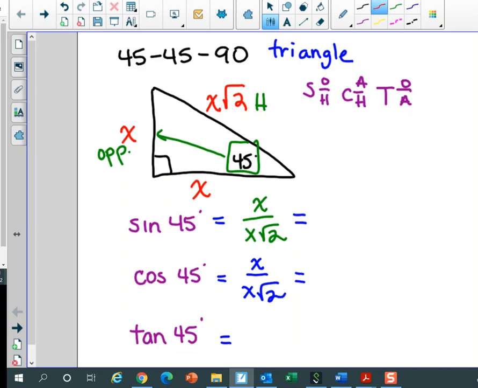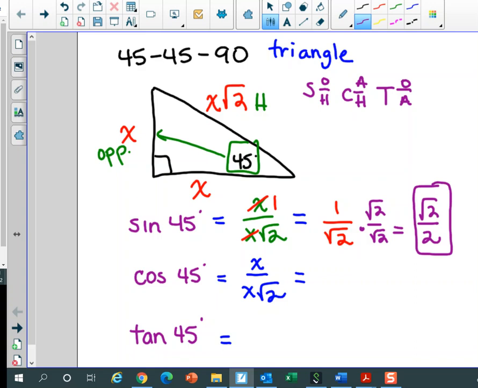And if we simplify these two ratios, if we divide out the x, we're going to be left with 1 over the square root of 2. But we tend to like that in its rationalized form better. And so we're going to focus on square root of 2 over 2. So 1 over square root of 2 is the same as square root of 2 over 2, and that special value is the sine of 45 degrees.